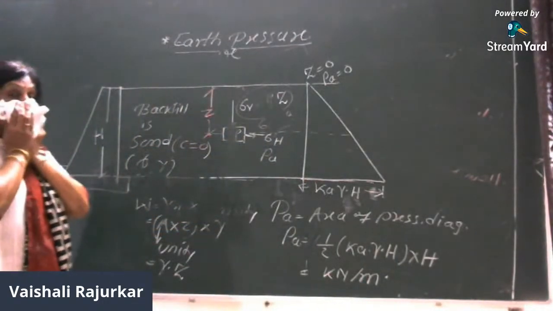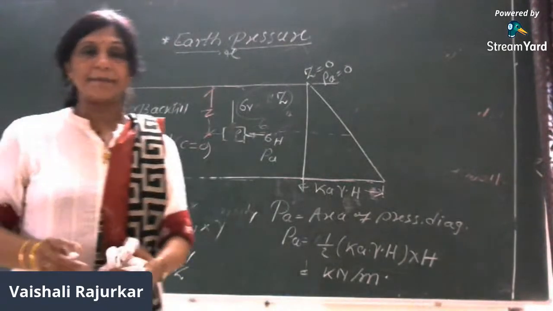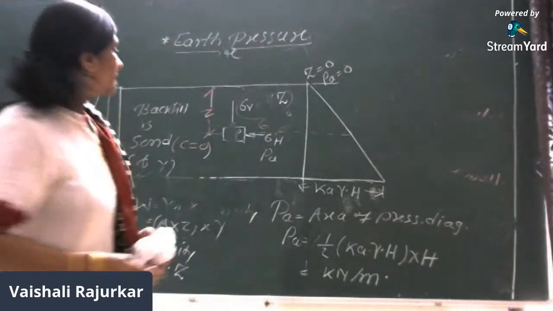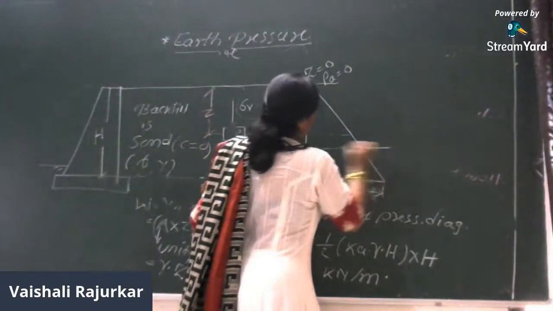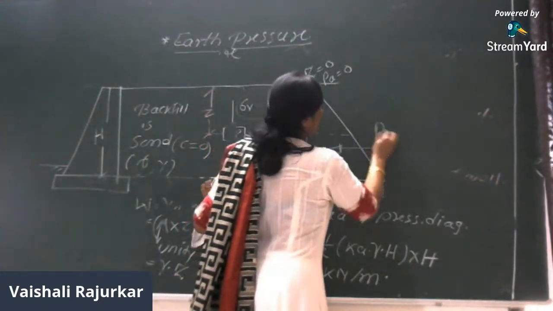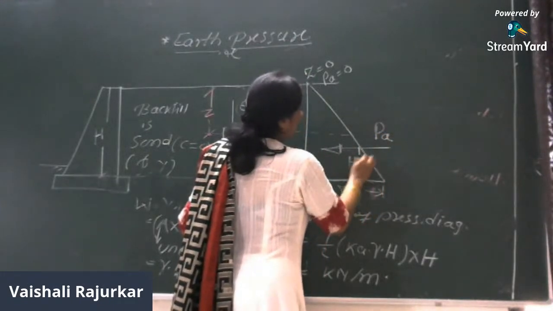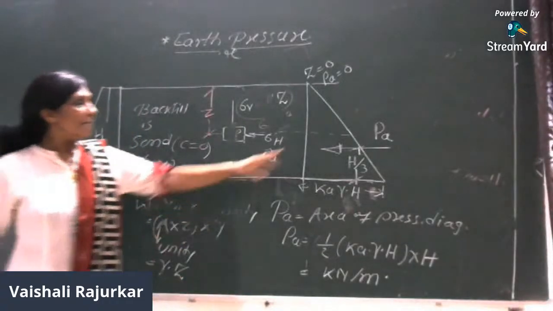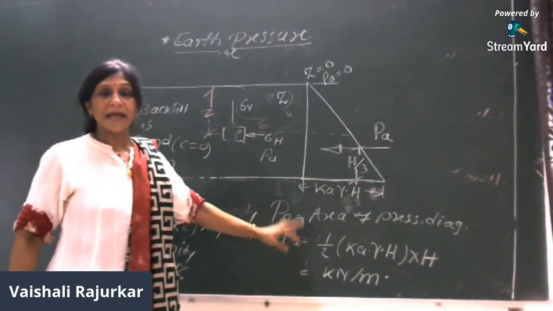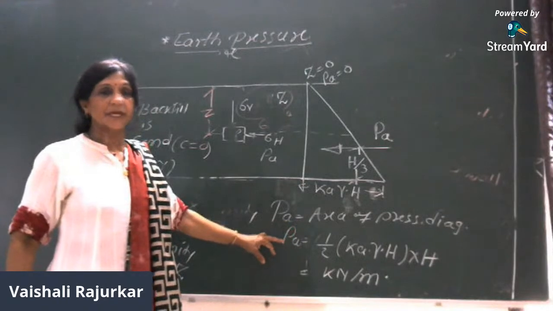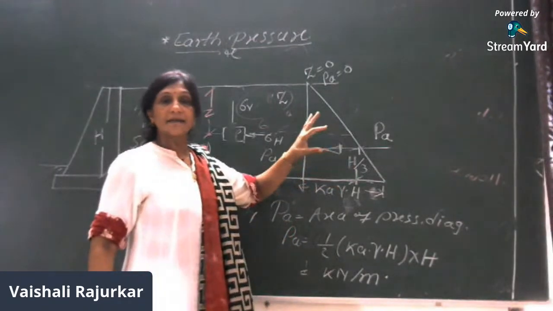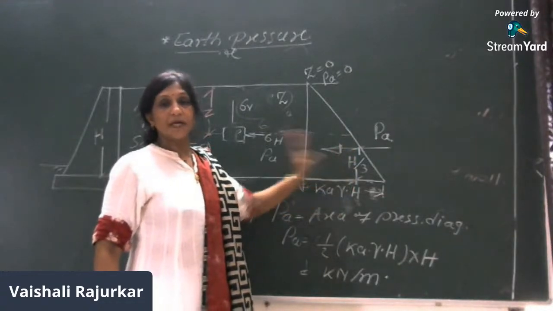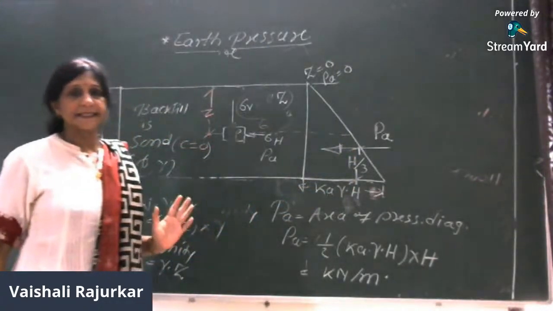So now tell me where this pressure will act. Where is the CG of the triangle? The CG of the triangle is at H by 3 distance from the bottom. So this magnitude of maximum earth pressure will be acting at the 1/3 distance, or H by 3 distance, from the bottom. Is it clear to all?